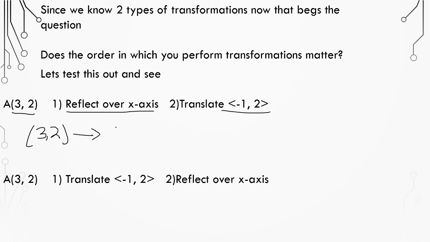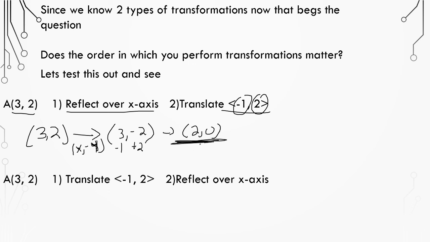Reflecting over the x means, again, you're folding it across the x-axis, which means I'm going to multiply y by -1. So it's going to be x comma -y, right? That's what reflecting over the x means, multiply your y by -1. So this will be 3 comma -2. Now, translate by -1 comma 2. So I'm going to subtract 1 and add 2, right? Subtract 1 from the x, add 2 to the y, and I get 2 comma 0. So that would be my ending point, 2 comma 0.